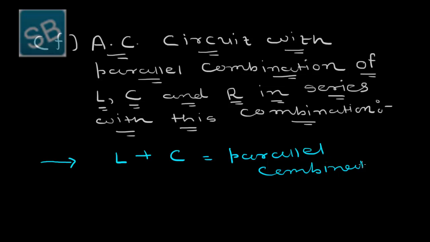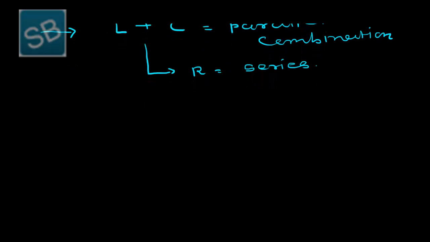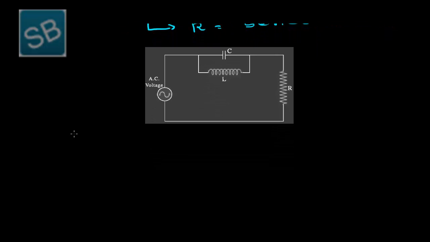And with this parallel combination, I am connecting the resistance in series. So the circuit or the arrangement will look like this. Here the arrangement is shown, and if you want to find out the impedance of this circuit, then we have to use the laws of series as well as parallel connection.